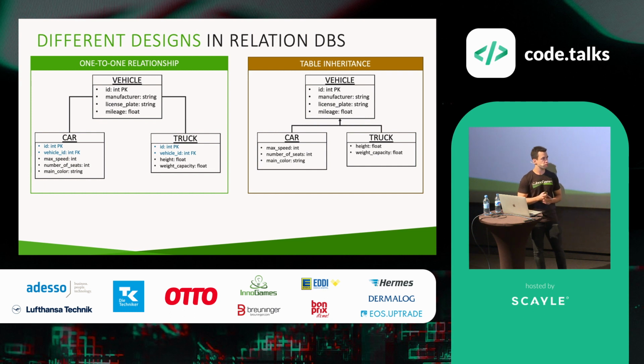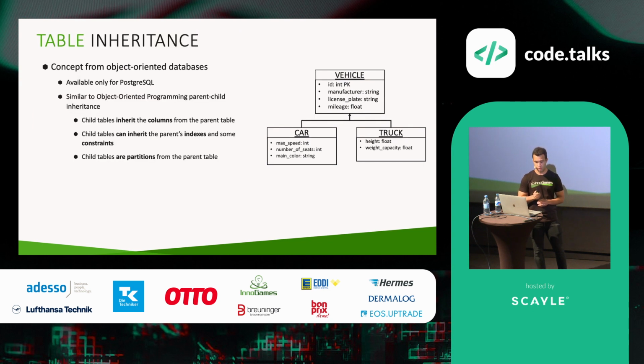So if you look at the diagram, you pretty much see that it resembles object-oriented programming. We have a parent, that's the vehicle here, and both car and truck inherit all the definitions from the parent. And also, if you compare to the one-to-one relationship, we don't have foreign keys, and we also don't have a serial primary key for car and truck. And that's pretty much what table inheritance is.